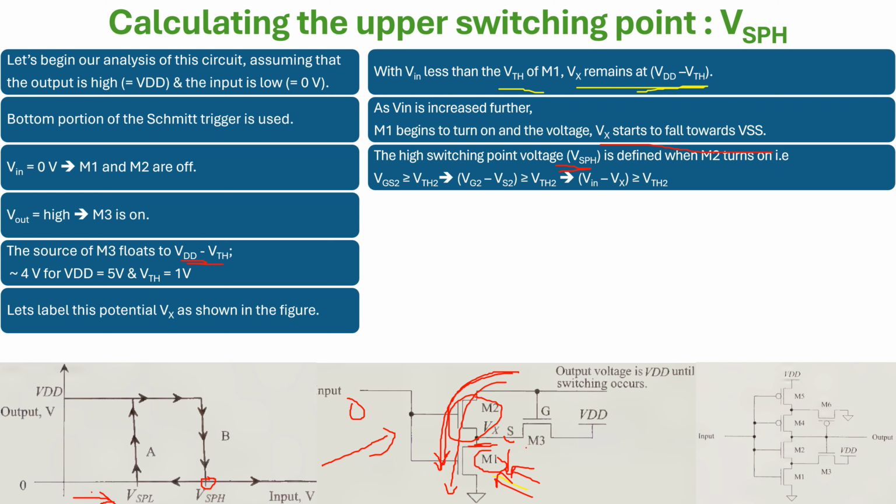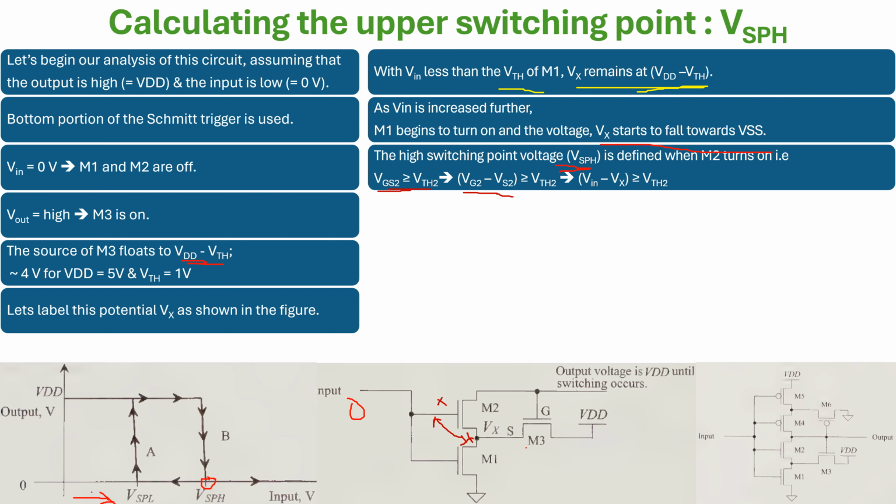Okay. Then let's understand the conditions of it. What are the conditions? See this. Let's analyze the VGS of it. This VGS2 should be greater than VTH2. Correct. So now what is VGS2? That is equal to VG2 minus VS2, this voltage minus this voltage. That should be greater than or equal to VTH2.